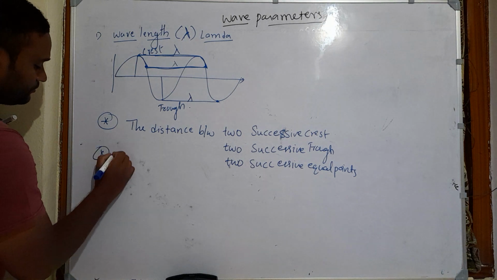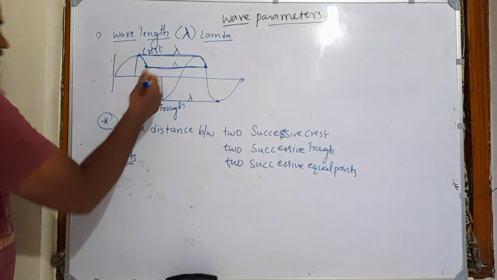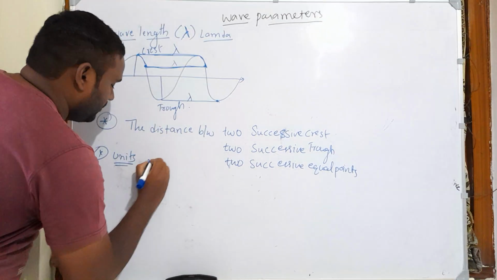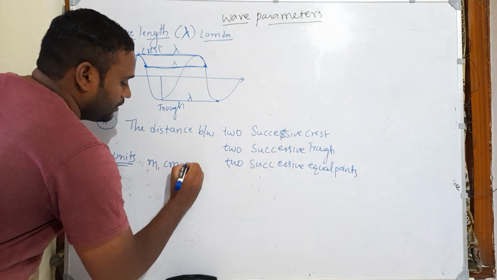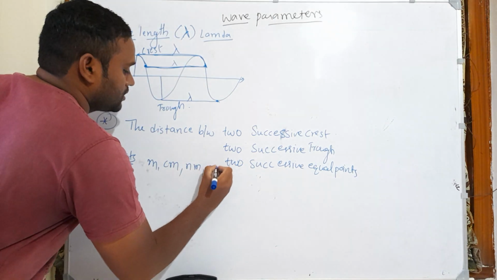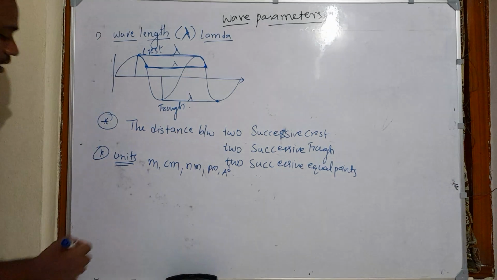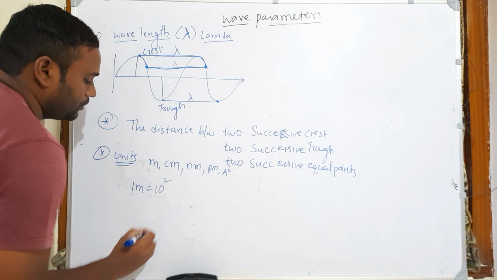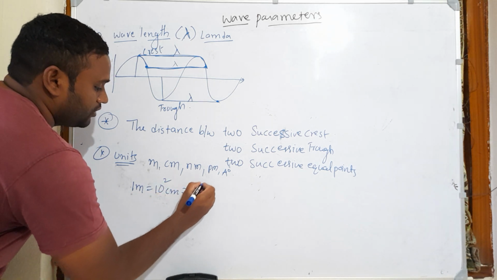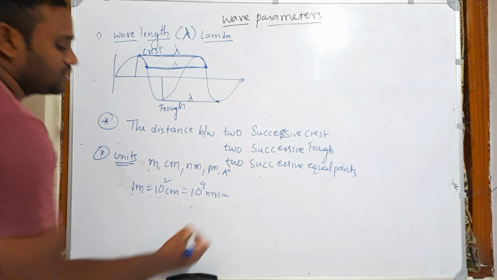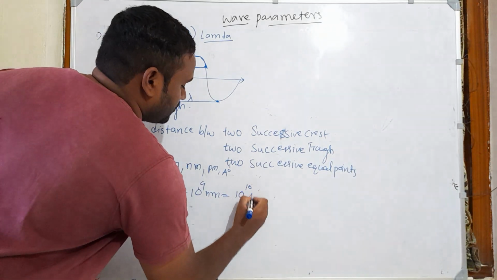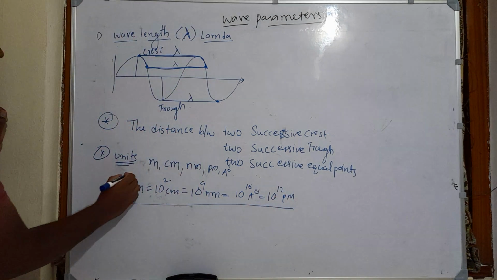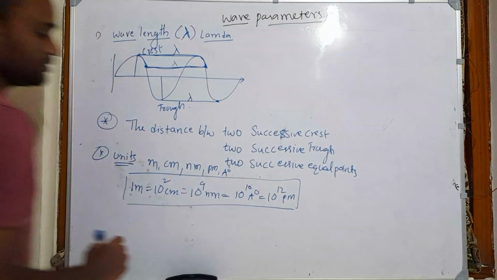What are the units of wavelength? Simply, it is a distance, so distance units are the units of wavelength: meters, centimeters, nanometers, picometers, Angstroms. We already know the relation between them: 1 meter is equal to 10 to the power of 2 centimeters, that is equal to 10 to the power of 9 nanometers, that is equal to 10 to the power of 10 Angstroms, that is equal to 10 to the power of 12 picometers. We use this relation in numerical calculations, right?